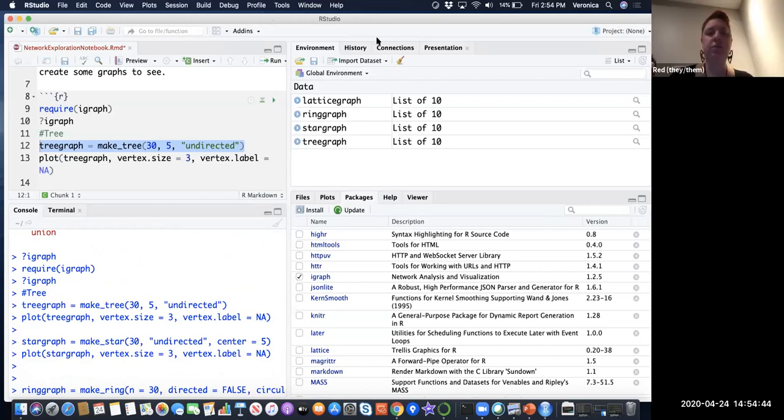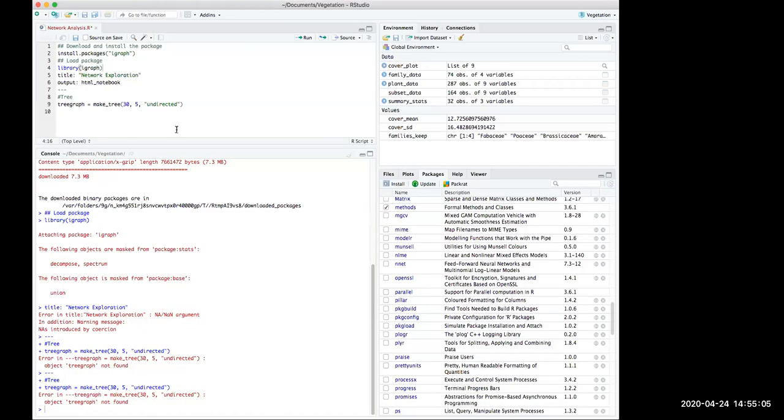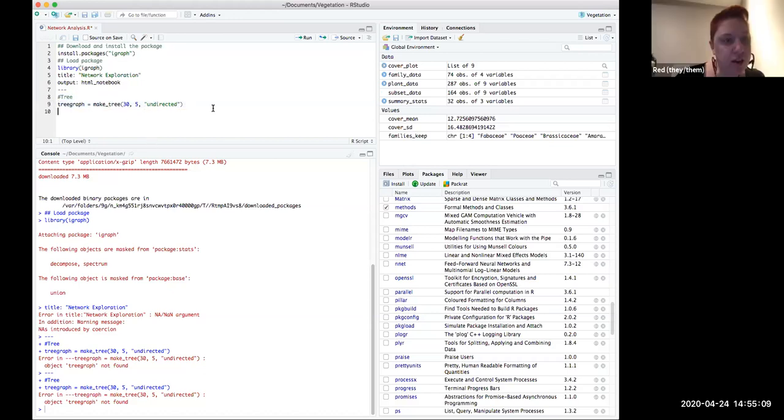Why don't you share your screen with me so we can see? Okay. Let me figure out how to do that. There should be a green button on the bottom. Oh, yeah, awesome. There it is. Okay. Share. RStudio. Okay. So, right. I'm like right here.